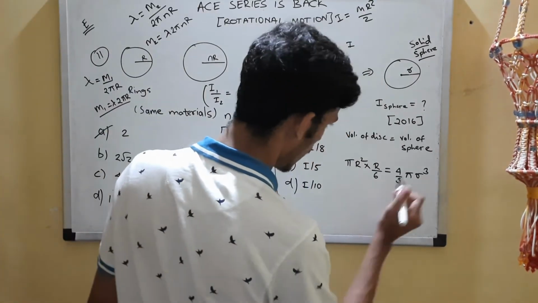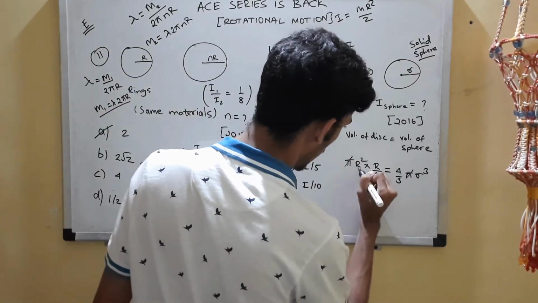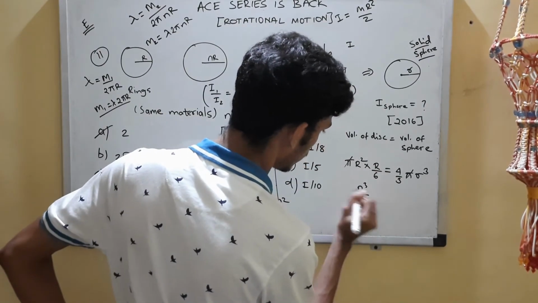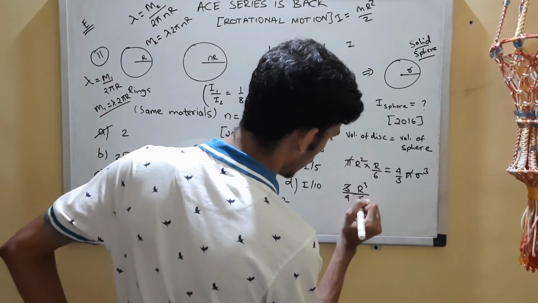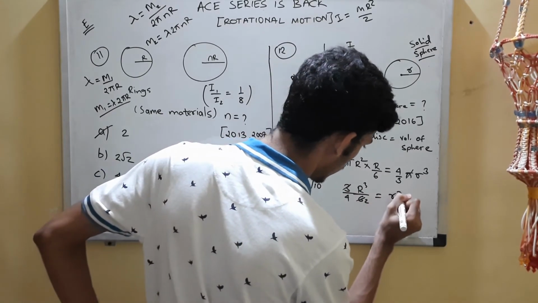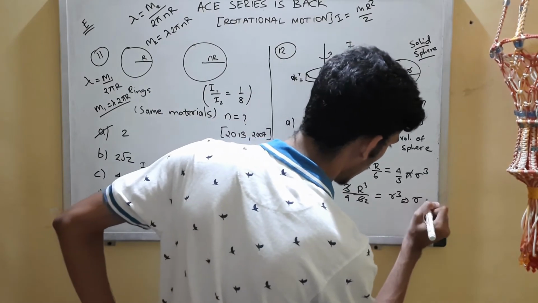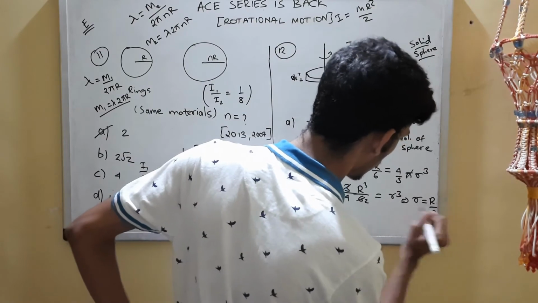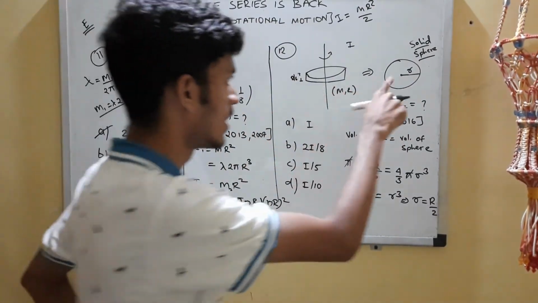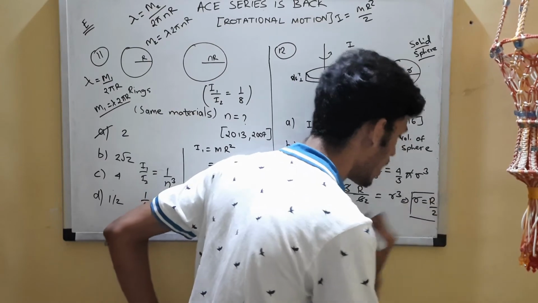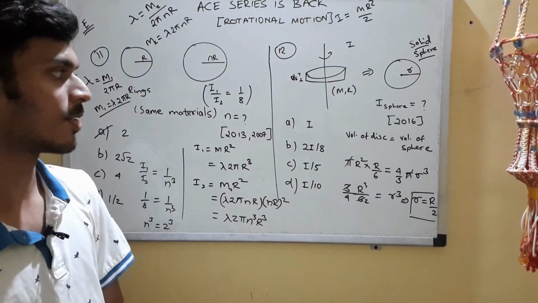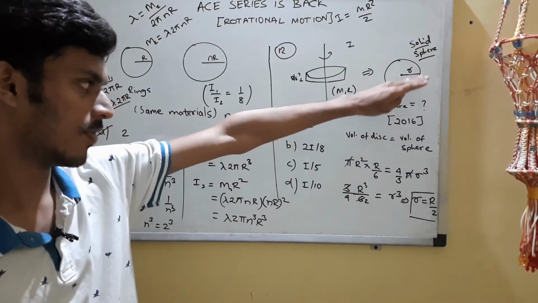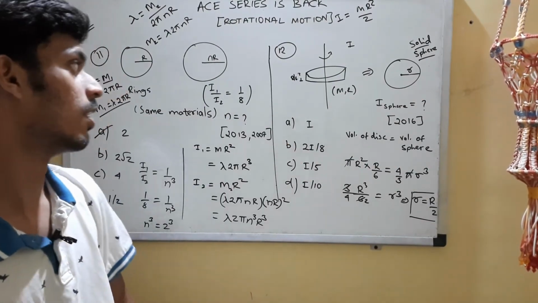Now pi and pi will get cancelled. Here you get r cube by 6, 3 into 2 is 8 in the denominator, and here you'll have r cube. Solving this, you'll get the radius as r by the cube root of 8, that is 2. So the radius of that sphere is half of the radius of that disk. Basically we conserved volume and we got that the radius of this sphere is half of the radius of the disk.